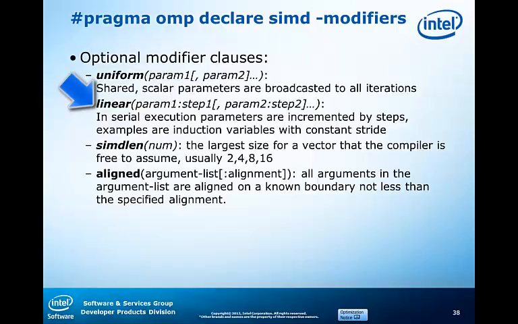The linear clause describes variables that will be incrementing monotonically, such as loop induction variables. The syntax is as follows. Use linear, then give the parameter with its optional step size.